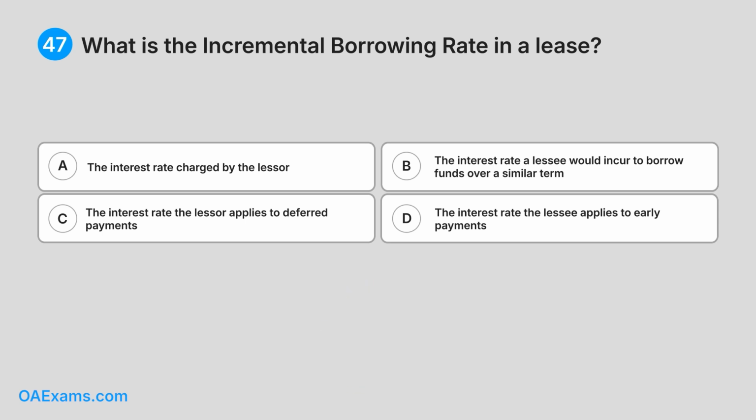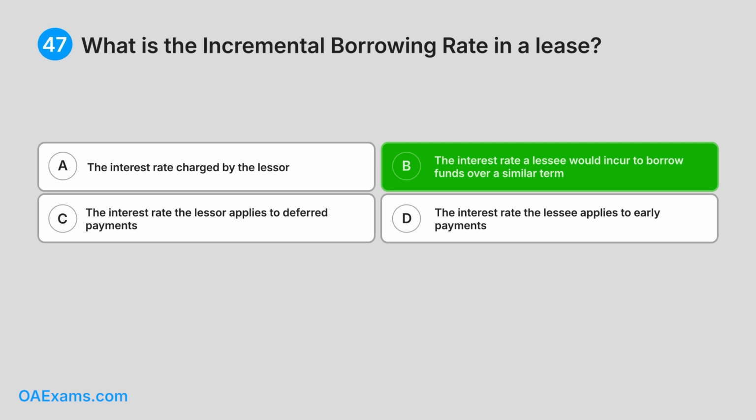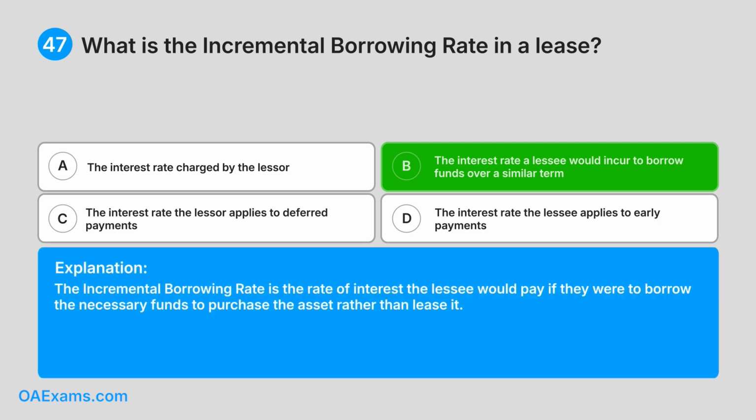Correct answer. B. The interest rate a lessee would incur to borrow funds over a similar term. Explanation. The incremental borrowing rate is the rate of interest the lessee would pay if they were to borrow the necessary funds to purchase the asset rather than lease it.